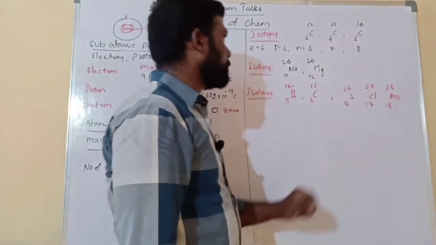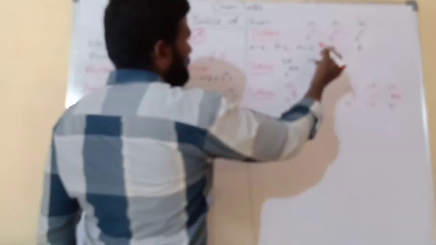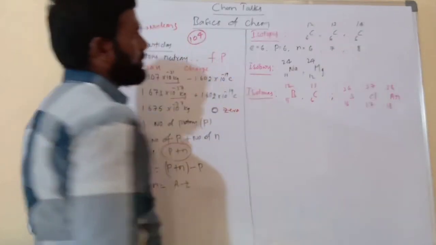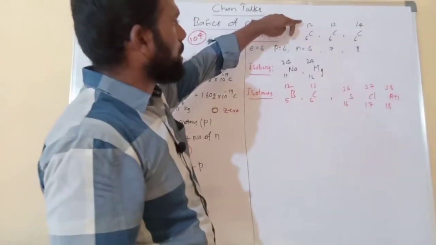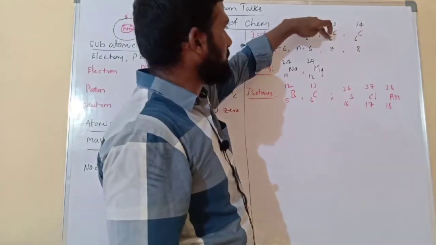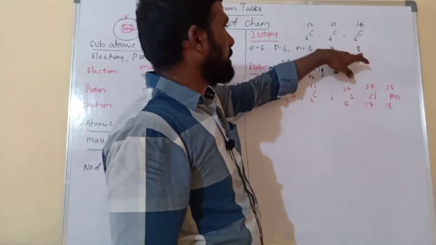How to find number of neutrons? Number of neutrons can be calculated from the difference between mass number and atomic number. Here was the mass number, here 12. 12 minus 6, 6. Here number of neutrons, 13 minus 6, 7. Here number of neutrons, 14 minus 6, 8.